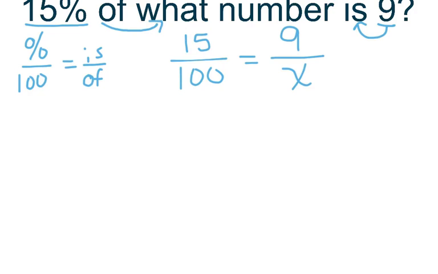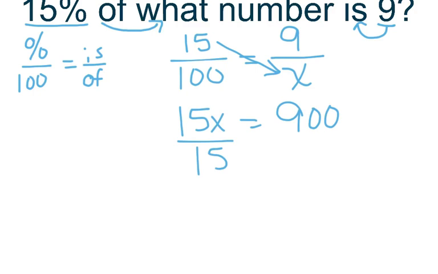Now here's what you're going to do. Cross products, 15 times x is 15x. 9 times 100 is 900. To solve that, I've got to divide by 15 on both sides. I'm left with x over here, and then 900 divided by 15 is 60.